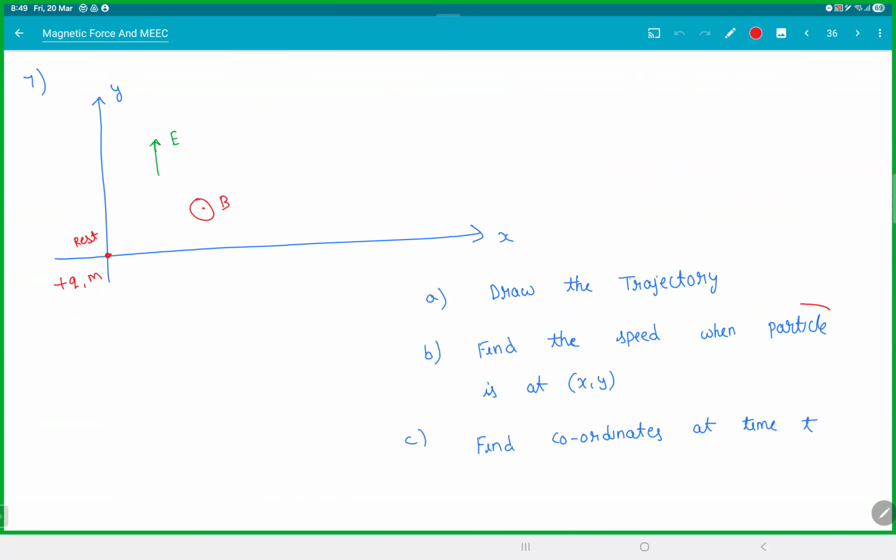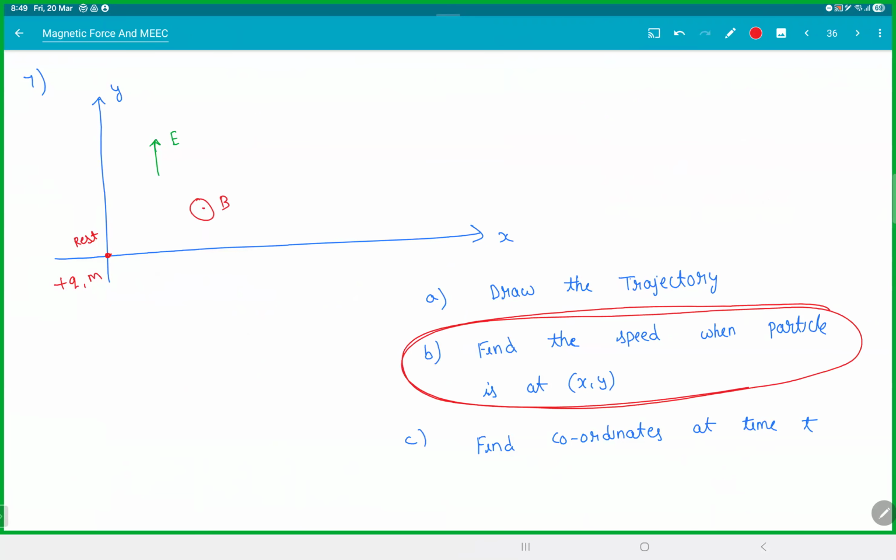If they ask you speed, this thing I taught you in mains revision. This is the easiest question to find speed. Can you find the speed at x comma y? Try. I'll give you 20 seconds. That's it. That much time I'll give. That's a standard question. I don't even care what the trajectory is. You can find the speed without knowing anything. If the particle is starting from rest from the origin, find the speed of the particle when it is at x comma y. Do it in 30 seconds.